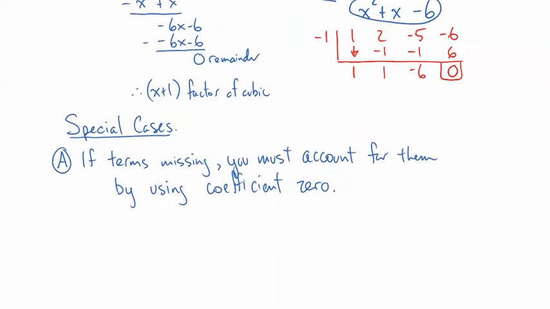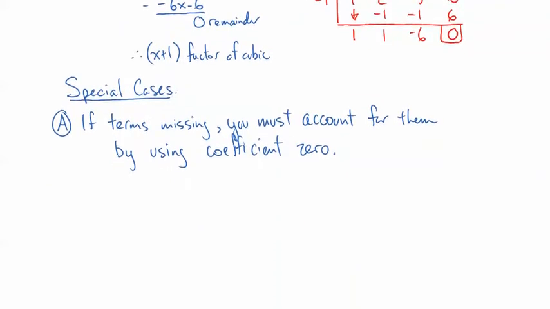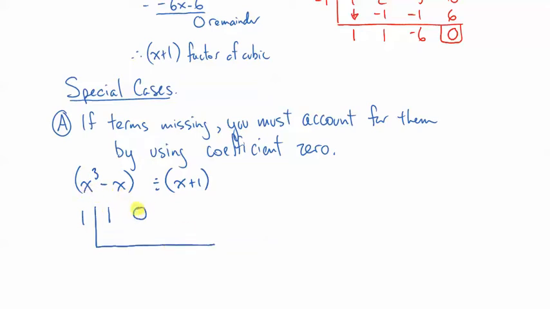First of all, if terms are missing, you have to account for them by using a coefficient of 0. I'll give you an example of that. I might have x cubed minus x divided by x plus 1. Notice that I'm missing a degree 2 term and I'm missing a constant. I will write my 1 representing x plus 1. I will write my 1 representing x cubed, but 0 representing x squared. My negative 1 for x, and 0 representing the constant.